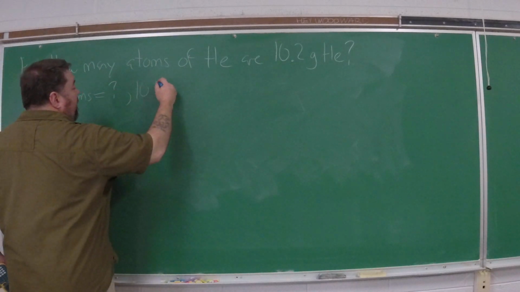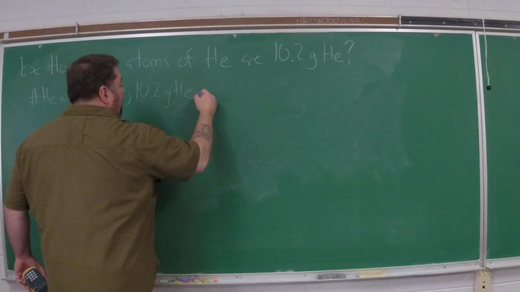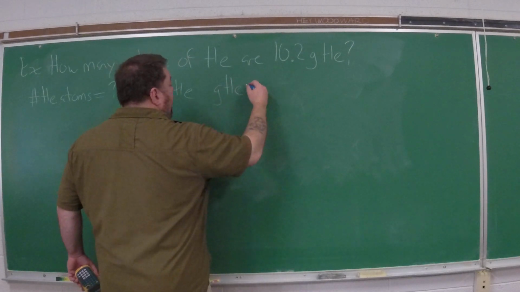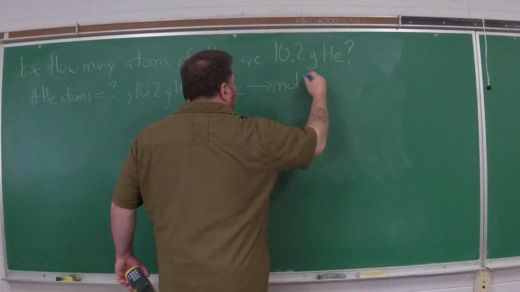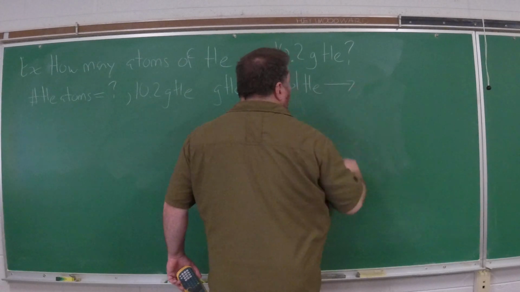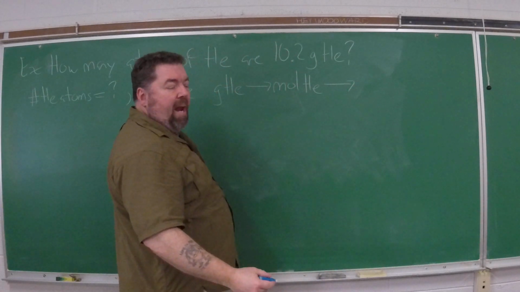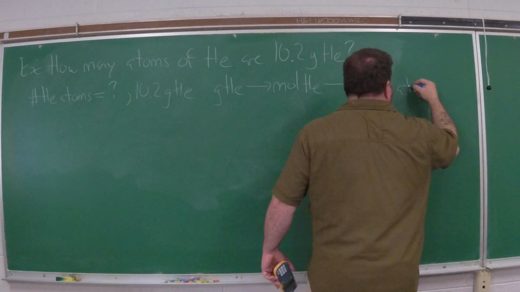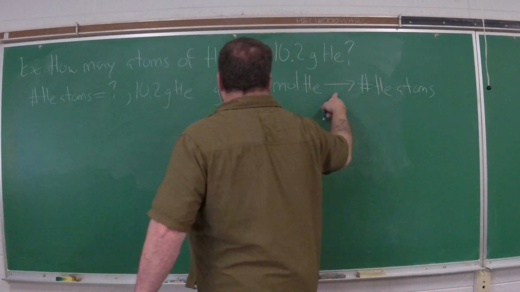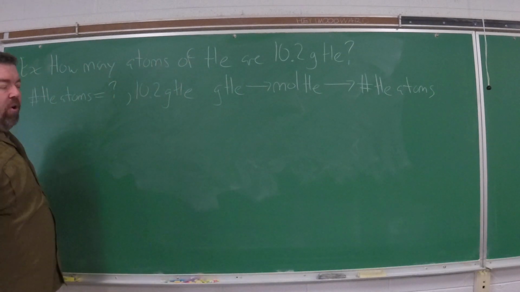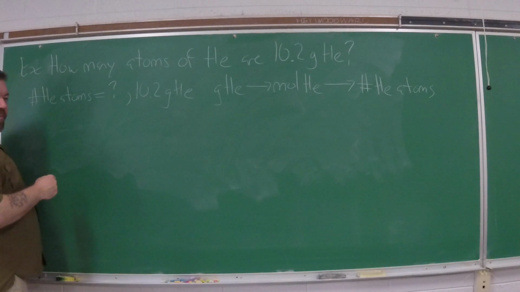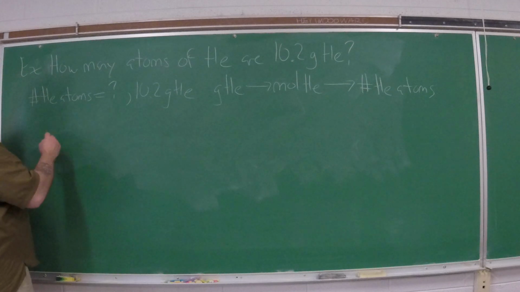We start off, we're given 10.2 grams of He, helium. So what are we going to do? We're going to go from grams of He to moles of He. And then for moles of He, we'll use the definition of the molar mass, and we'll go to number of He atoms. So again, we're going to have 2 conversion factors, okay? One's the molar mass, one's the definition of a mole. So let's start off here.